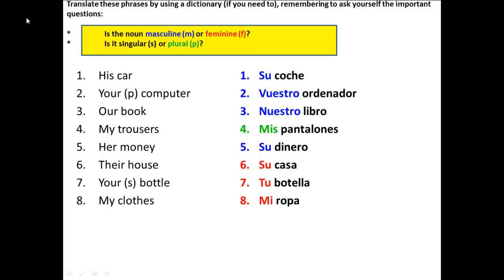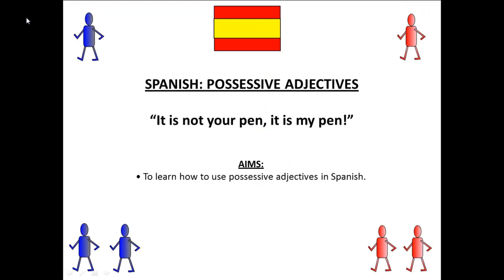Remember to go back and correct any mistakes that you've made, so you can hopefully learn from your mistakes and not make the same ones again in the future. Today we've looked at Spanish possessive adjectives. It is not your pen, it is my pen. And we've learnt how to use possessive adjectives in Spanish.